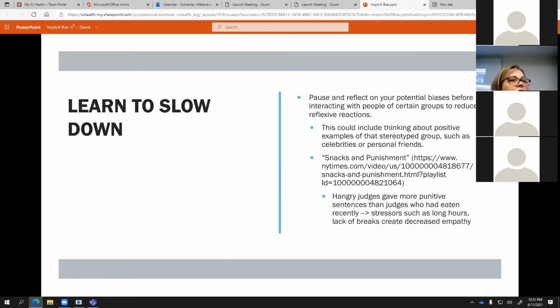And then L, this one again, rolling off the tongue, learn to slow down. I feel like this might be the hardest one for people in medicine to do. But this is really taking the opportunity to pause and reflect on your own biases before you go and interact with someone. And I think that this is probably one of the harder things that they ask you to do in this mnemonic, to take a moment and just pause and reflect before you walk into that room with someone whose identity you may assume is much different from your own.